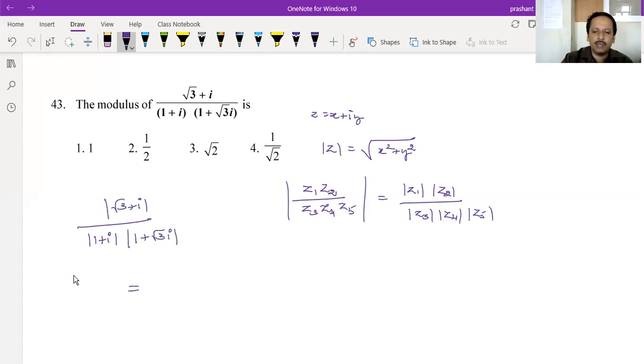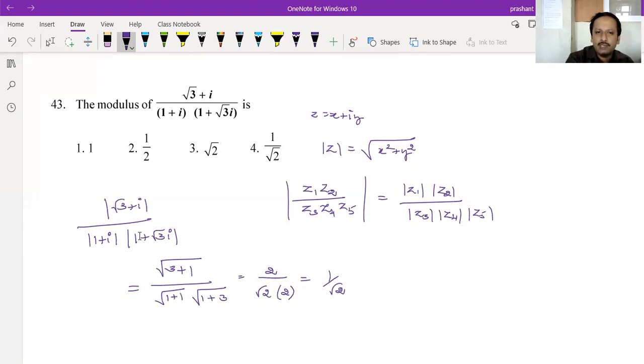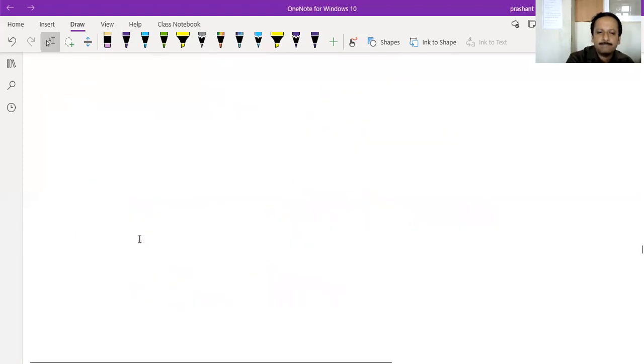That is equal to numerator. Mod z is defined as, if z is x plus iy, its modulus is defined as root of x square plus y square. So here you are going to get root of x square, that is 3, plus y square, which is 1, divided by root of 1 plus 1 and root of 1 plus 3. So root of 1 plus 3 is root 4, which is 2. Here root 2 into 2, 2 gets cancelled. So 1 by root 2 is the answer, which is the fourth option.